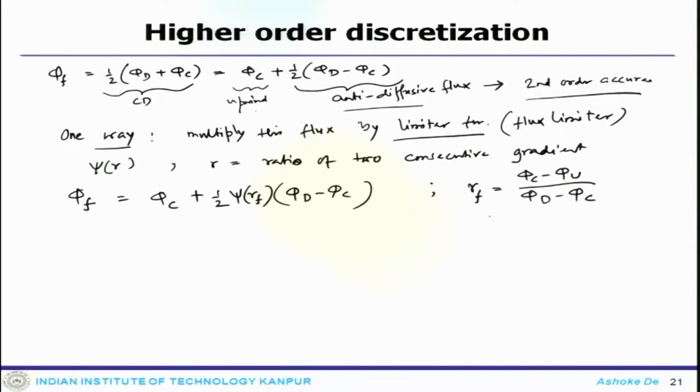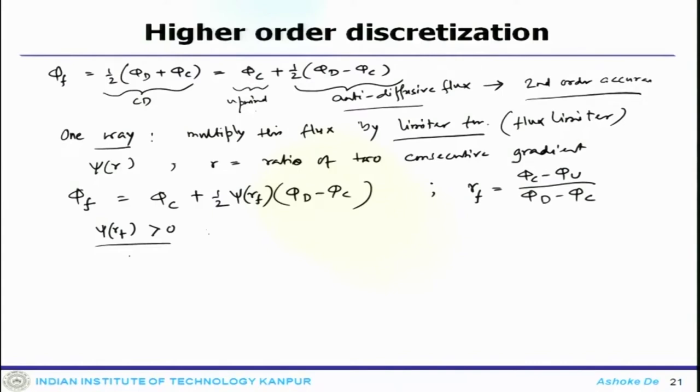Now, in order to preserve the sign of the anti-diffusive flux, this psi(r) is always greater than 0. So, now one can develop a TVD scheme, which reduces to finding limiters that will make the numerical scheme a TVD-based scheme or monotonicity preserving scheme. So, the condition that these limiters have to satisfy in order to have a convection scheme to be monotonicity preserving is that, this is how we can get a different scheme.